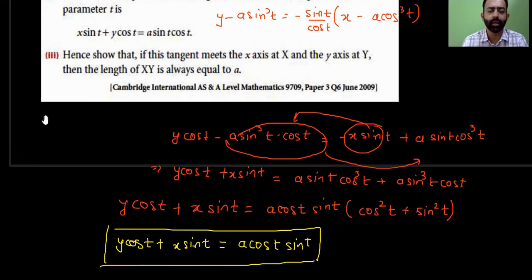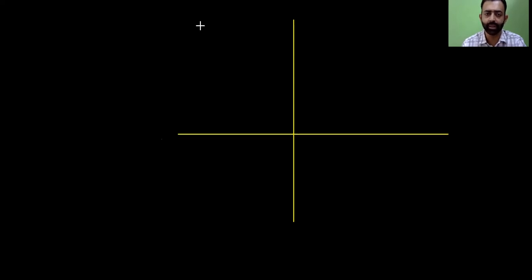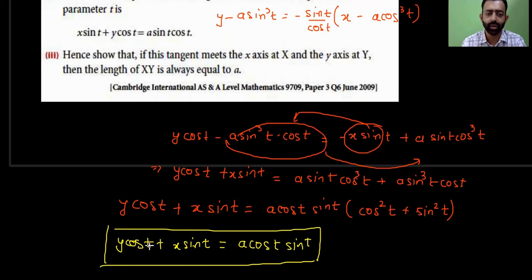The third part says that hence show that if this tangent meets the x-axis at x and the y-axis at y, then the length of xy is always equal to a. Okay, so let us take a fresh page. This is your y-axis, this is your x-axis, and the equation of tangent is y cos t plus x sin t is equal to a cos t sin t. So for my x-intercept, where it will intersect the x-axis, y will be 0.